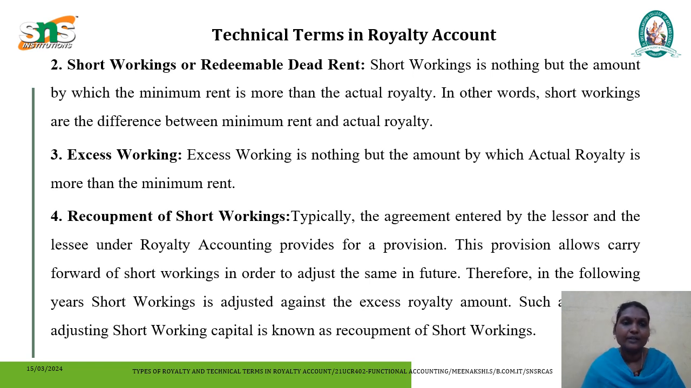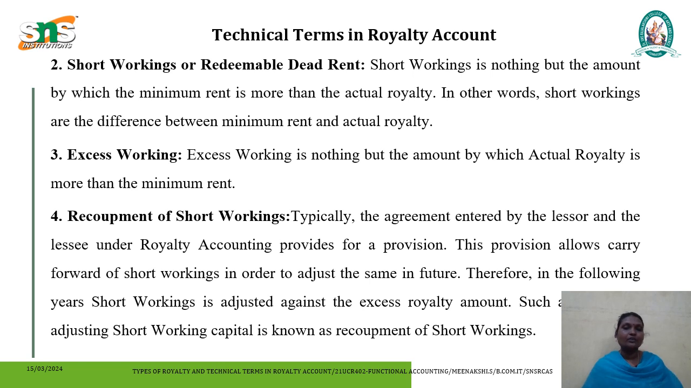So the first one is minimum rent. The second one is short workings or redeemable dead rent. It is also known as the minimum rent in excess of the actual royalty. You can easily calculate it by subtracting actual royalty from the minimum rent amount. You will get the result as short workings or redeemable dead rent amount. Excess workings is nothing but the amount by which actual royalty is more than the minimum rent. If the actual royalty is in excess of the minimum rent, then you get excess workings. So it can also be found by deducting the minimum rent from actual royalty. The excess amount that you get is called excess workings.